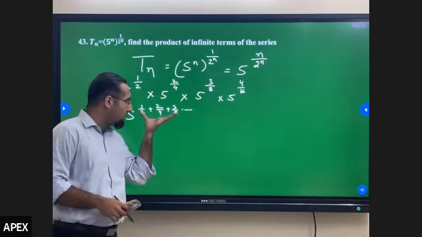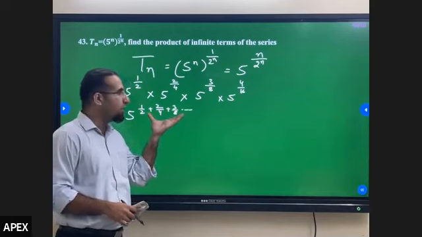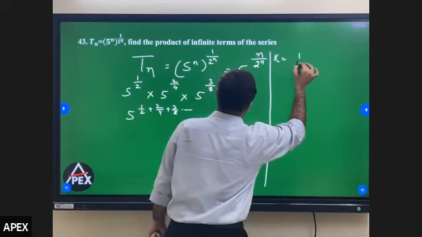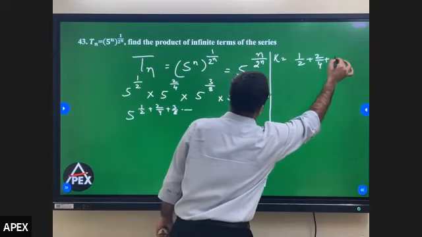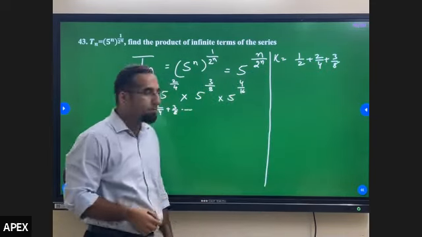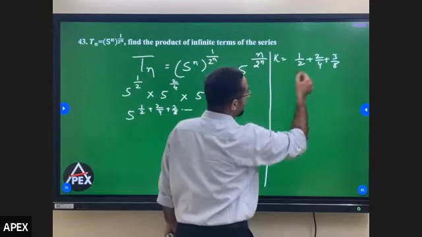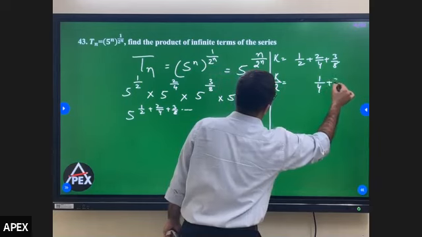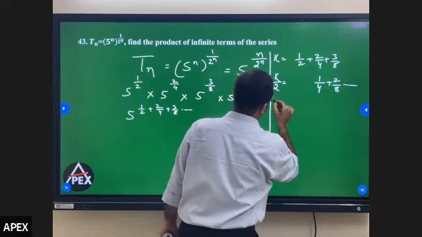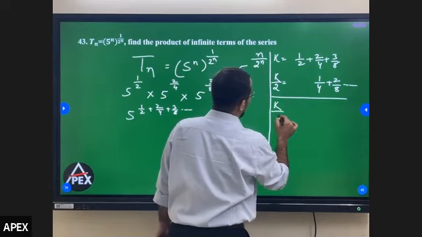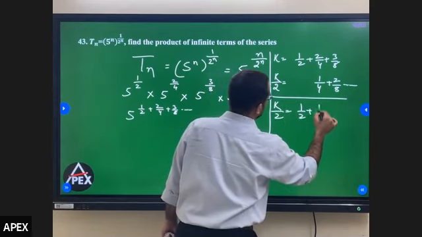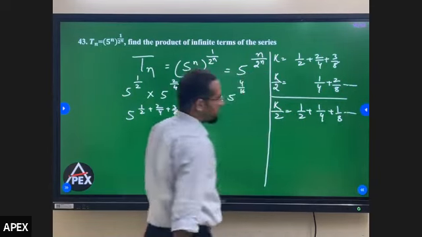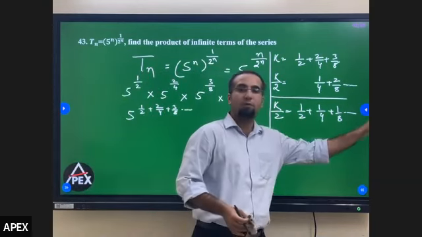So I see that the power now is a series in AGP. Now, how do I simplify this series in the power? If I take k equal to 1 by 2 plus 2 by 4 plus 3 by 8 and so on, the common ratio is 1 by 2. So multiply with the common ratio: k by 2 becomes 1 by 4 plus 2 by 8 and so on. Now if we simplify, what do we get? We get k divided by 2 equal to 1 by 2 plus 1 by 4 plus 1 by 8 and so on. Now right from the first term, this becomes a series in infinite GP.